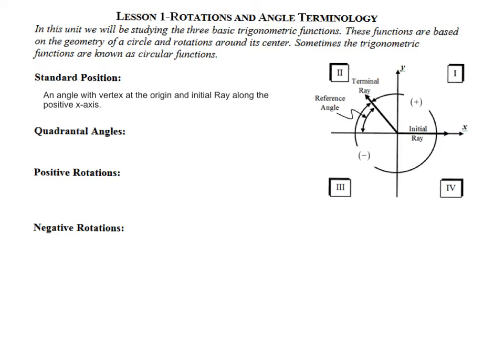So first of all, we see that we've got what is called the initial side of our angle. The initial side is, of course, the beginning side of the angle. Then we have the terminal ray. The terminal ray is the ending side of the angle.